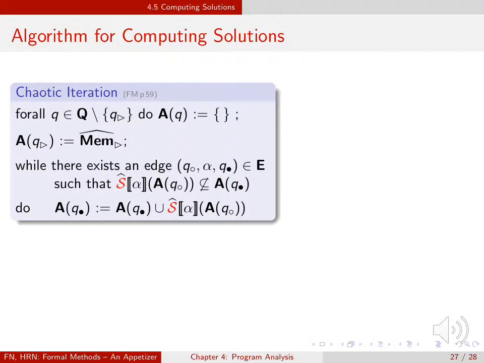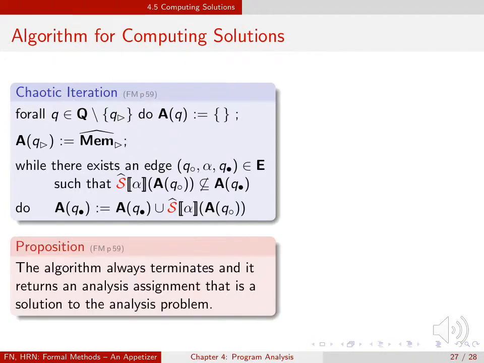This means that there is an edge where the result of applying the analysis function to the analysis information for the source is not contained in the analysis information for the target. In this case, we update the analysis information at the target to contain also what was missing. Under our assumptions, this algorithm always terminates and it constructs an analysis assignment that solves all the constraints.